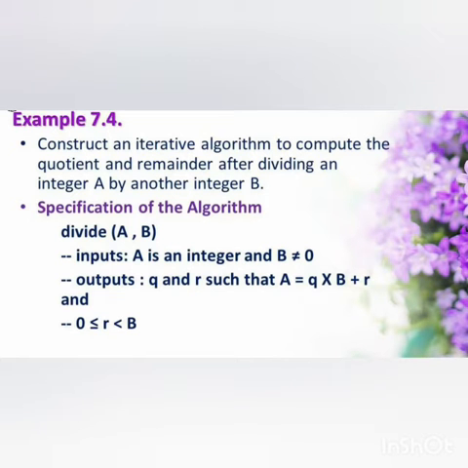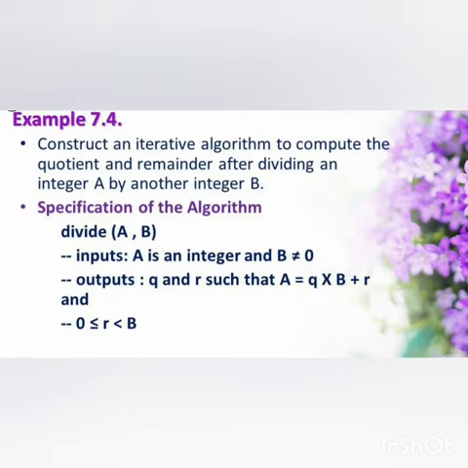Now, let's see an example. Construct an iterative algorithm to compute the quotient and remainder after dividing an integer A by another integer B. So, we are going to divide a number A by B. In the previous chapter, we already discussed how to write a specification for dividing two numbers. So, now we are going to write the specification of an algorithm.